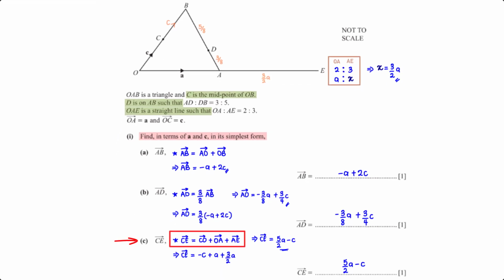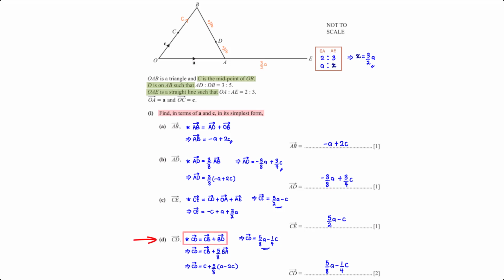Find CE. CE can be expressed as CO plus OA plus AE. CO is negative c. OA is a. We need to find AE. We've been given OA is to AE as 2 is to 3. If OA is a, then what is AE? This is what we are calling x. When we cross multiply and make x the subject, we get x, which is AE, as 3 over 2 a. a plus 3 over 2 a is 5 over 2 a, so we have 5 over 2 a minus c.